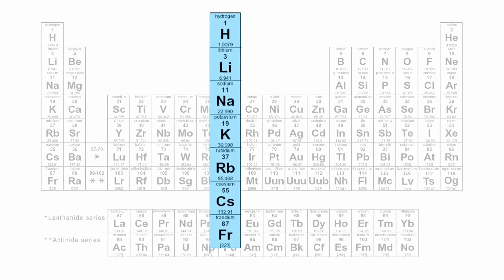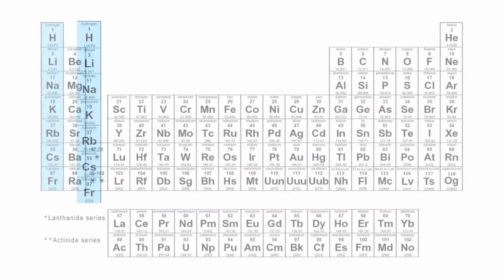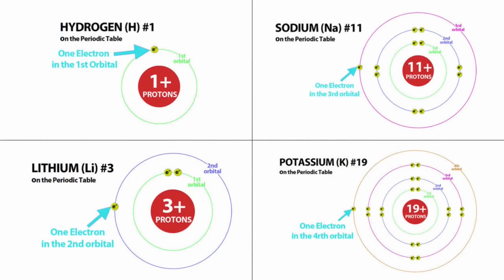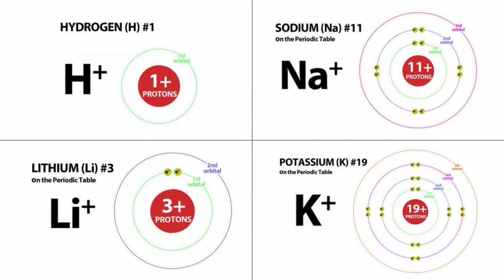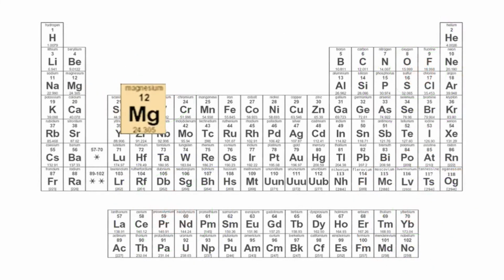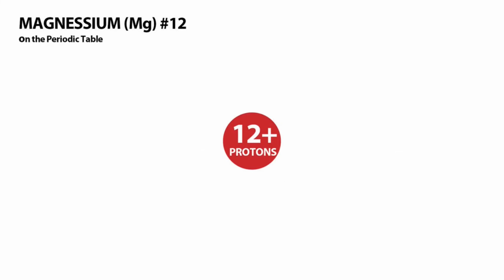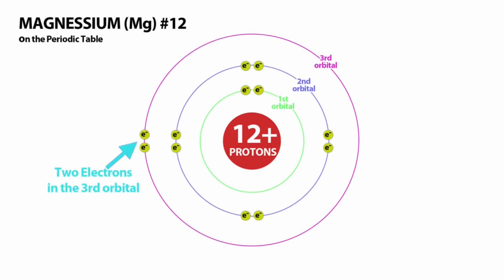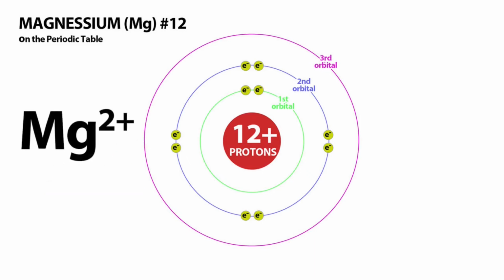These first column atoms are all in the same situation of having 1 electron too many for a stable configuration. They all therefore can lose 1 electron to attain stability, thereby becoming 1 plus ions. Magnesium, number 12, has 12 protons in its nucleus. It needs 12 electrons to balance its charges and become neutral. But 12 electrons is not stable, so magnesium needs to lose 2 electrons to attain a stable configuration of 10 electrons, 2 in the first orbital, 8 in the second. Magnesium therefore becomes a 2 plus ion because it has 2 more protons than electrons.